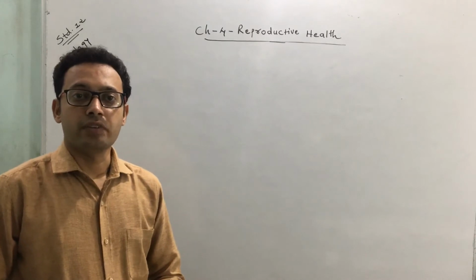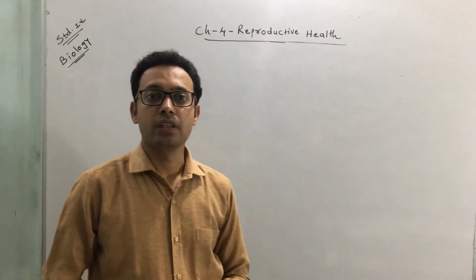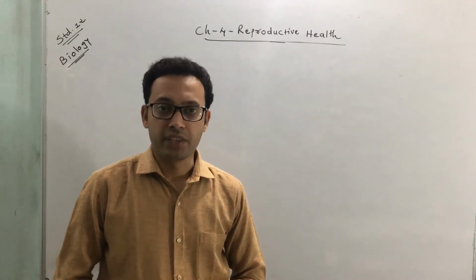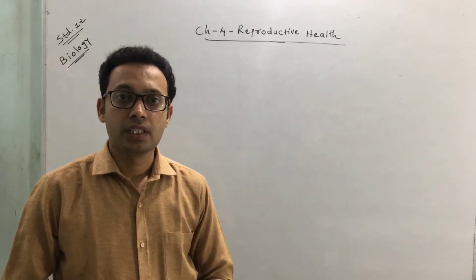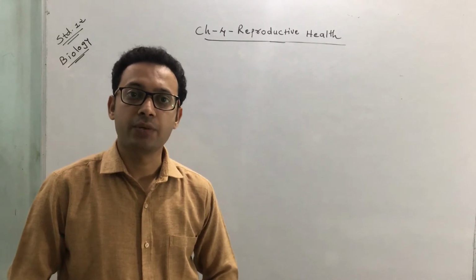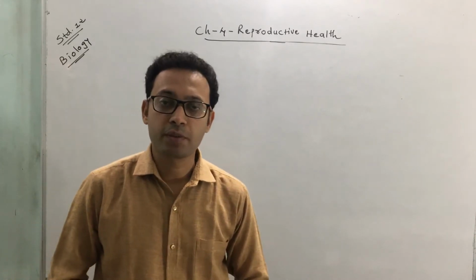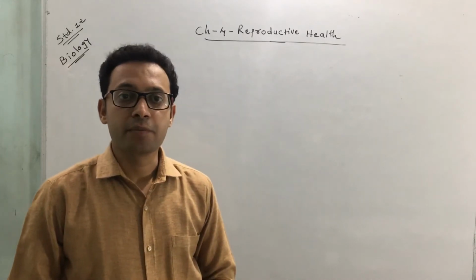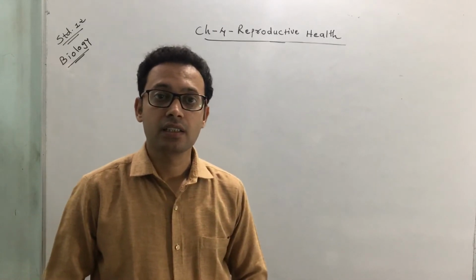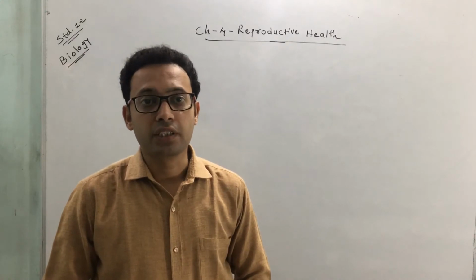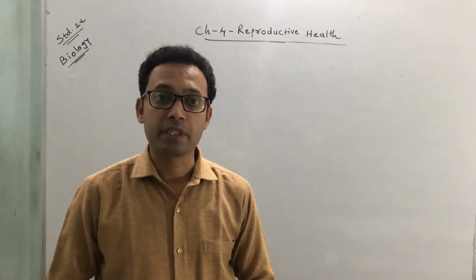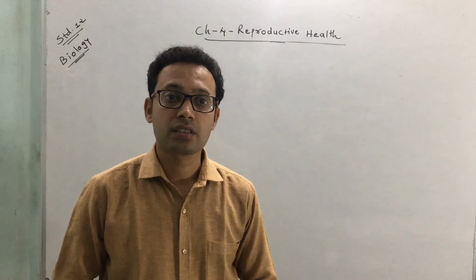In the previous session, we were discussing chapter number 4, Reproductive Health, and we have discussed many aspects of reproductive health. Specifically, what is reproductive health? What is the purpose of reproductive health? Why is reproductive health necessary? What are the different contraceptive methods of birth control? What is MTP and what is its significance?